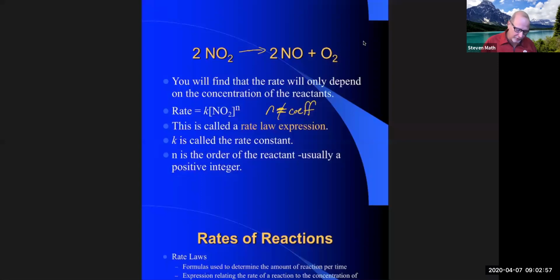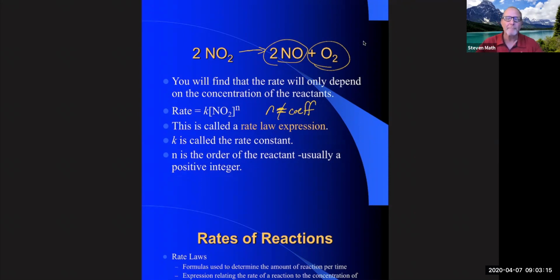Okay, so this is a rate law. Notice we're not going to include NO or O2. Those aren't going to come into play. Well, how come the speed of the reaction doesn't depend on those? Because they're products. The speed of the reaction doesn't depend on the product.